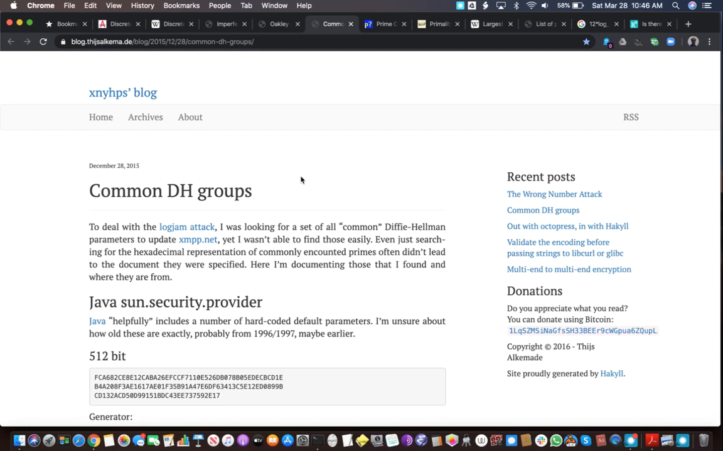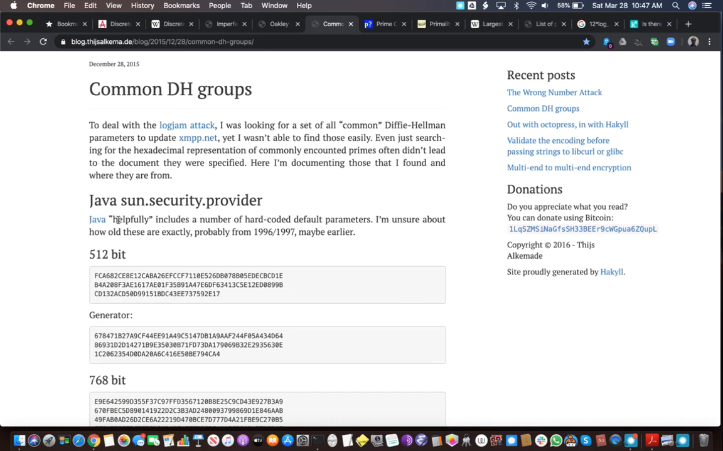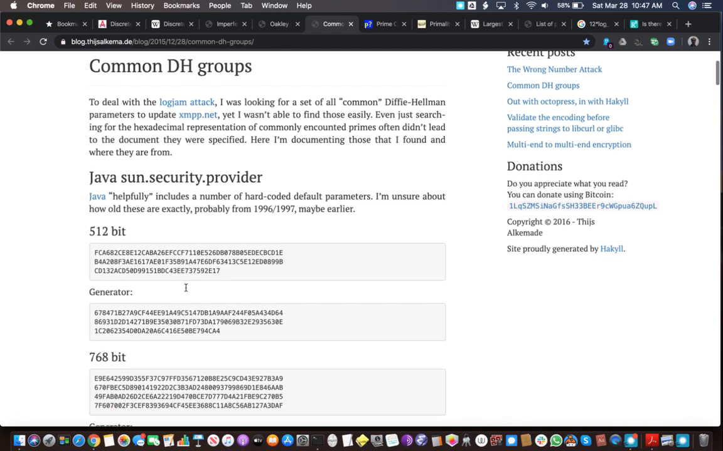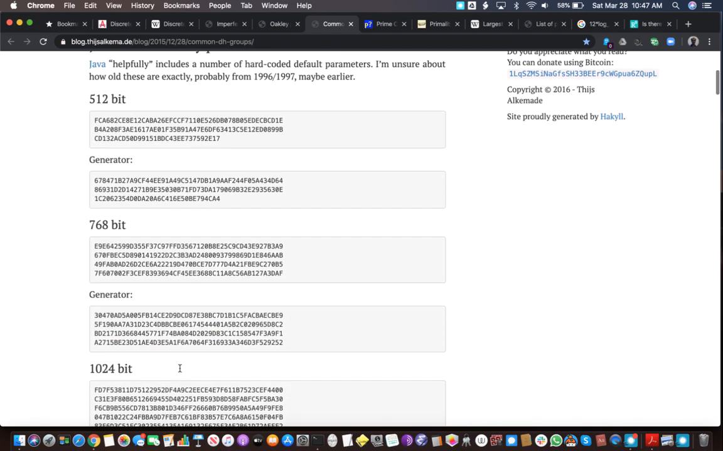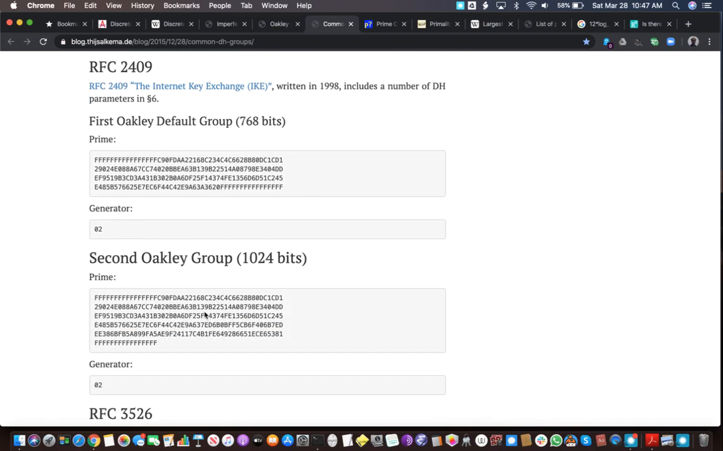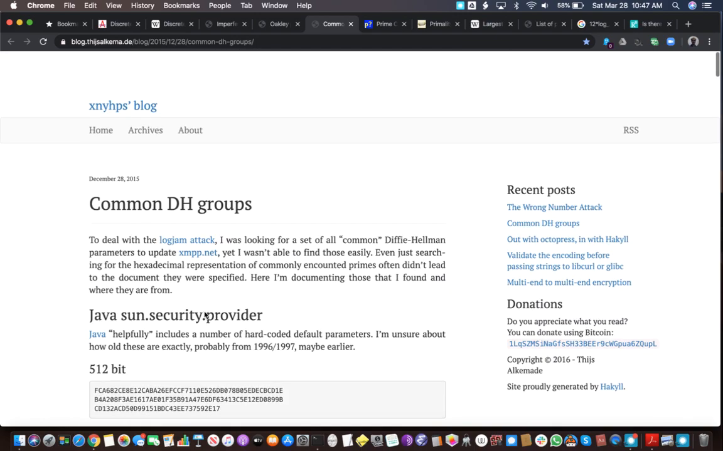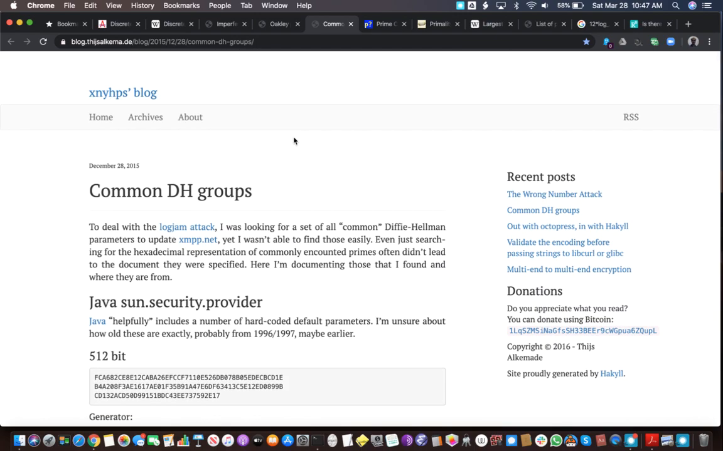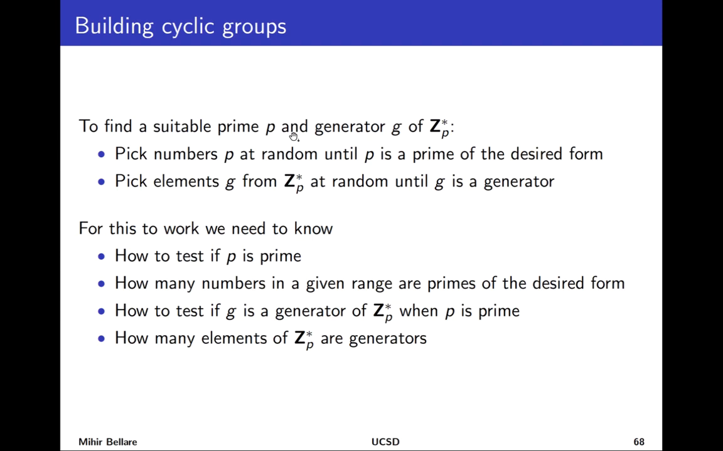This blog has summarized many places you can find these groups. They're called Diffie-Hellman groups. Notice they were responding to the Logjam attack, which is the one we saw a little bit earlier. So for example, Java tells you here's a 512-bit prime. Here's the generator. Here's a 768-bit prime. Here's the generator, and so on. And here actually they duplicate these Oakley things. So that's how it's often set up in practice.